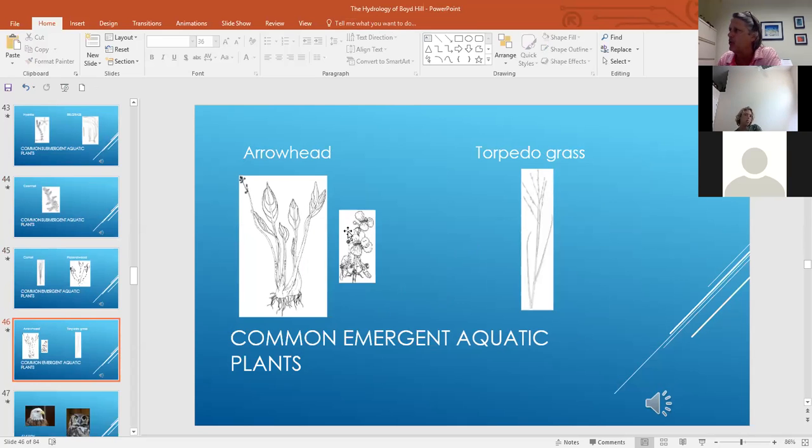Arrowhead is cool. It has white flowers on top of it, and then small torpedo grass.